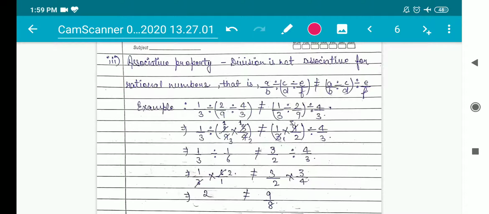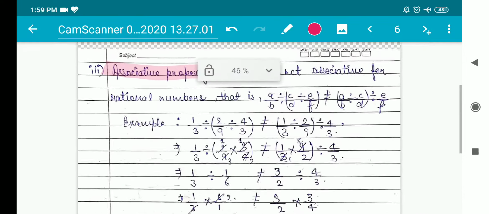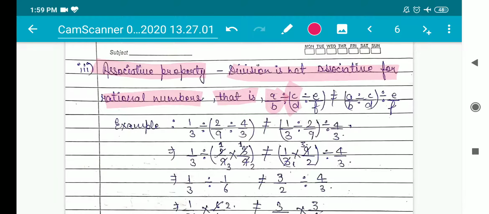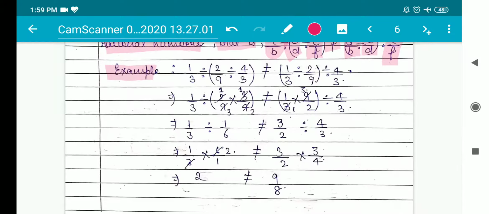The third property of division in rational numbers is the associative property. Division is not associative for rational numbers, that is a/b ÷ (c/d ÷ e/f) is not equal to (a/b ÷ c/d) ÷ e/f. Example: 1/3 ÷ (2/9 ÷ 4/3) is not equal to (1/3 ÷ 2/9) ÷ 4/3.